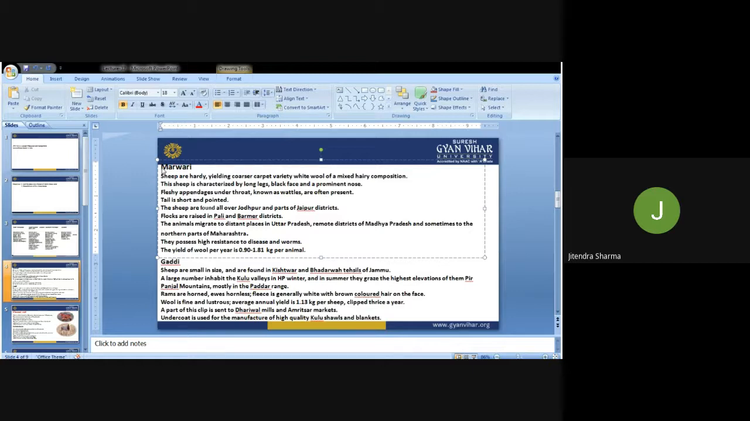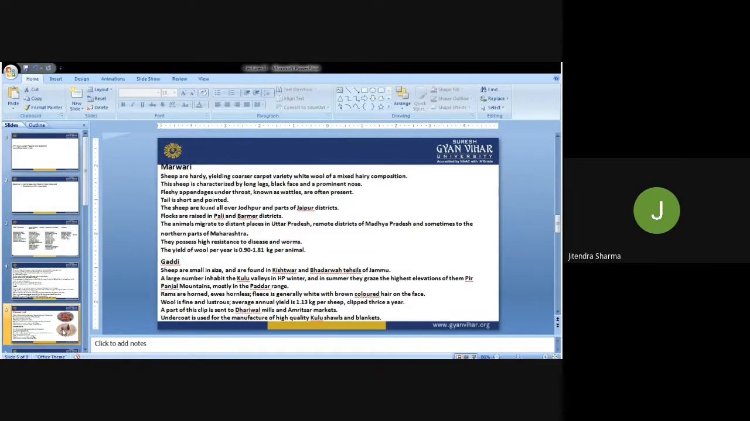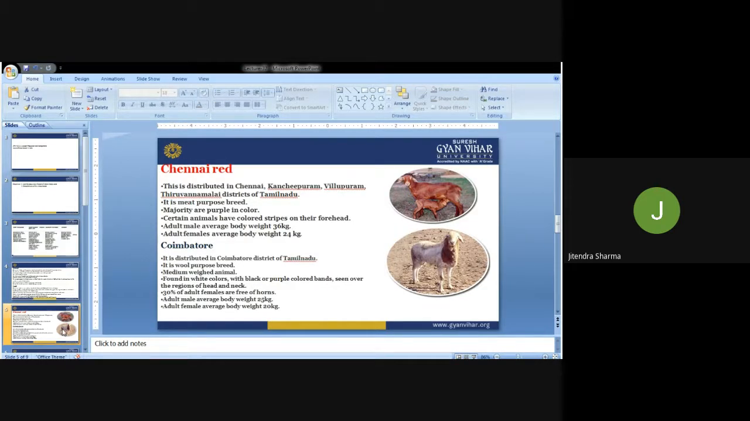Undercoat is used for the manufacturing of high quality Kullu shawls and blankets. So this breed is very much utilized for producing garments. Then we have the Chennai Red or Madras Red. It is distributed in Chennai, Kanchipuram, Vellore, Tirunelveli and the Nellore district of Tamil Nadu. It is a meat purpose breed. Majority are red in color. Certain animals have colored strips on their forehead. Adult male average body weight is 36 kg and female is about 24 kg.